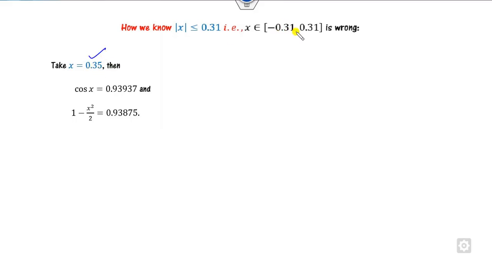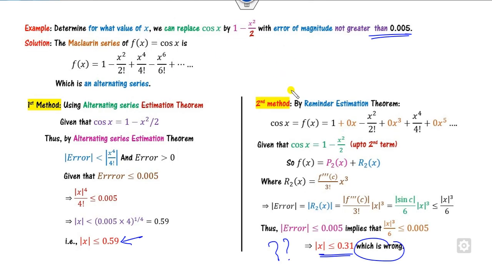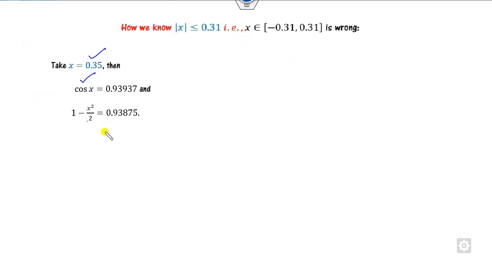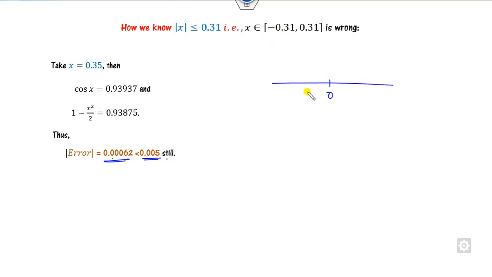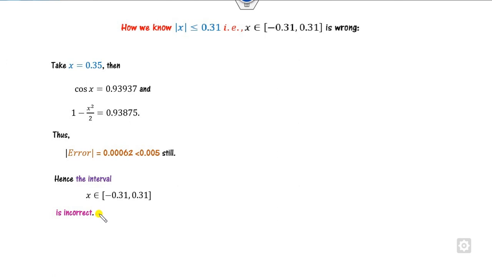Take x to be any number which lies outside of this. Then we can find the value of cos x and its approximation, 1 minus x squared by 2. If you compute the error, we can see that it is still less than this, it is 0.31. So according to this answer, the error should be less than this inside the interval, and outside it will be more than 0.005, but that is not true. It means this interval is incorrect.